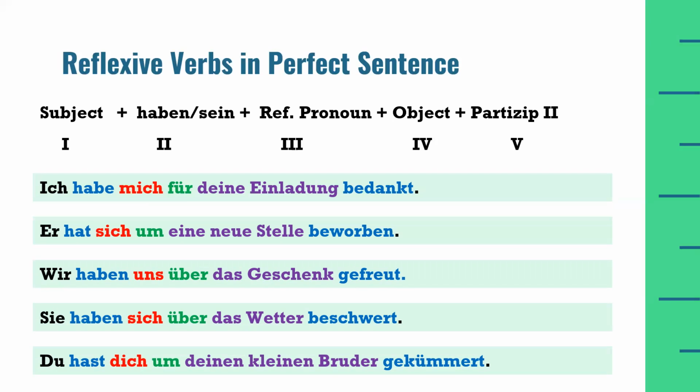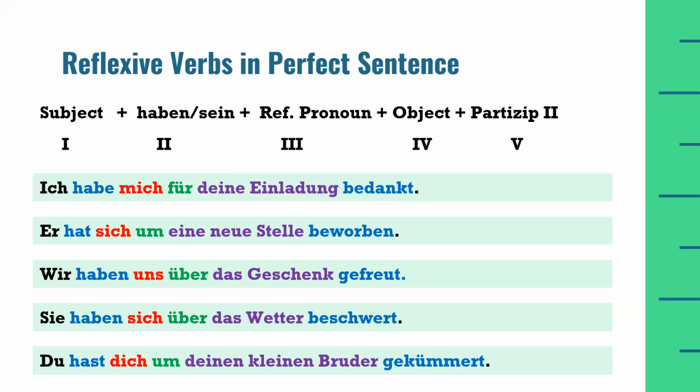Du is the subject, which comes at first position. Second position is for the haben or sein verb. Here we have to select haben and it has to be conjugated according to the subject du, so it becomes hast. Then at third position we have the reflexive pronoun dich, because the subject is du.